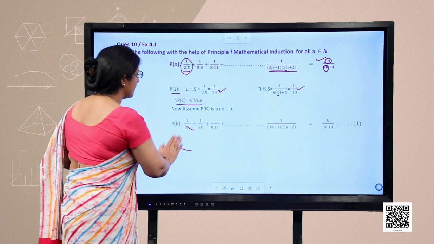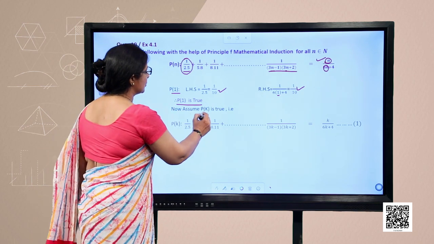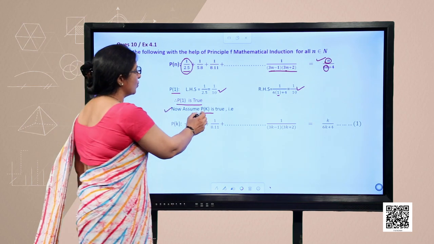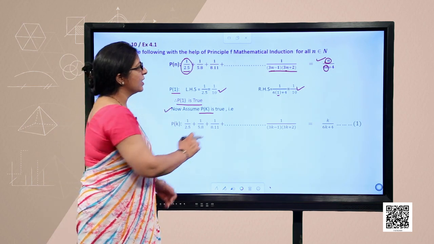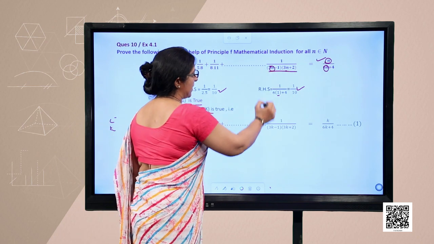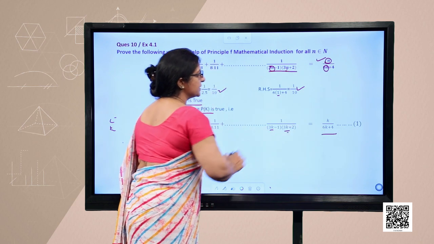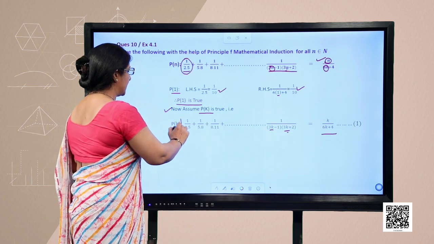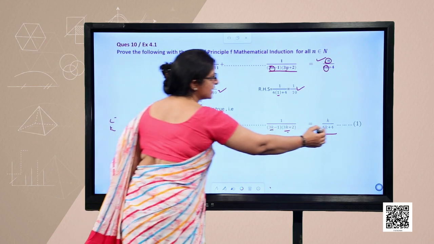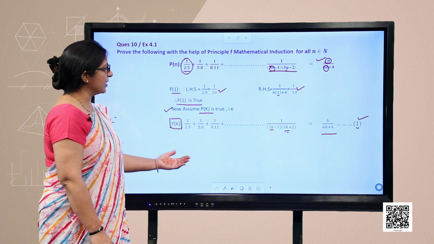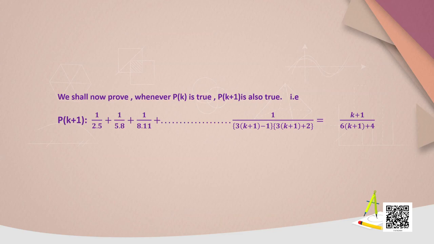Now we assume that Pk is true. As the next step says, after P1, we assume Pk is true. What are we required to do here? We will just replace n by k in each step, and this becomes the statement for Pk, which we name equation 1. We will be using it further for proving the statement. We shall now prove whenever Pk is true, Pk plus 1 is also true.